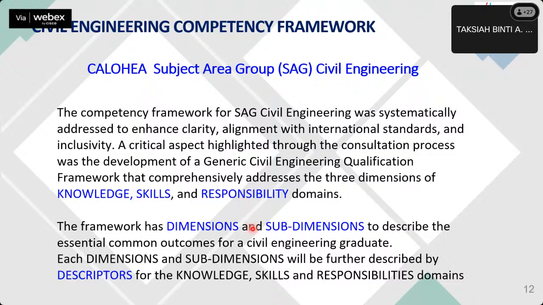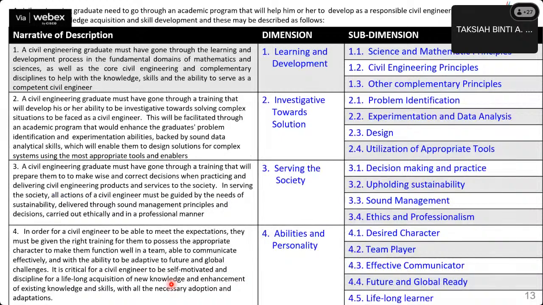Later on, we extend it to the sub-dimensions. The sub-dimensions describe the essential common outcomes for civil engineering graduates, which are further described by descriptors for the knowledge, skill, and responsibility domains, or what we also call dimensions. These are the final versions that we have. So we have come out with 4 dimensions. We believe these are very important for civil engineering graduates.